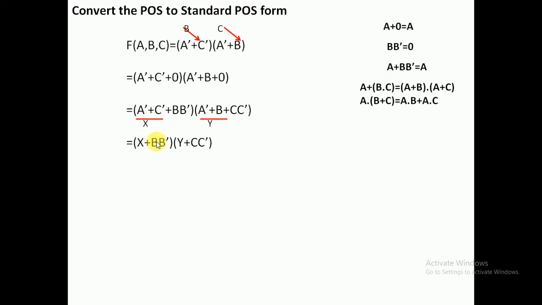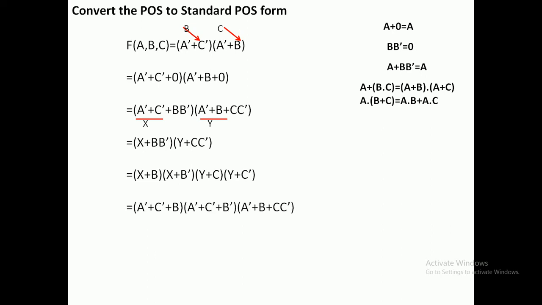Now place over dot. Now what could happen? The term will be x plus b dash, and here y plus c dash. So better, you consider the part which is already in the POS format as x, as y, as z. After that you apply the distributive law. Then only it is easy to convert into the standard format.